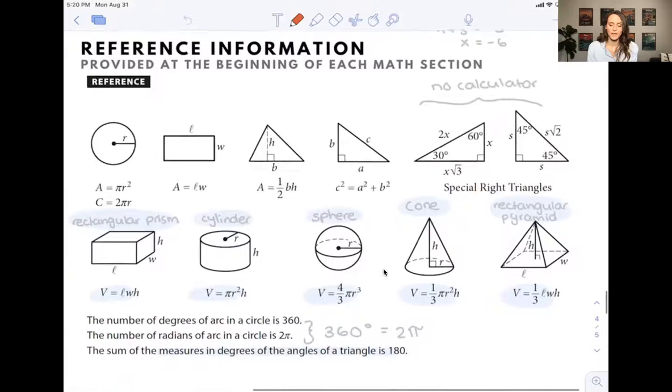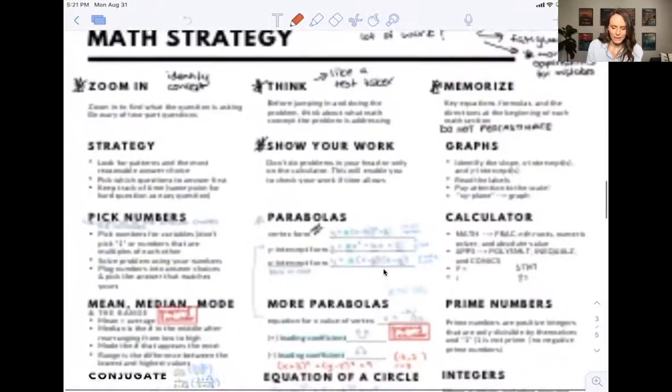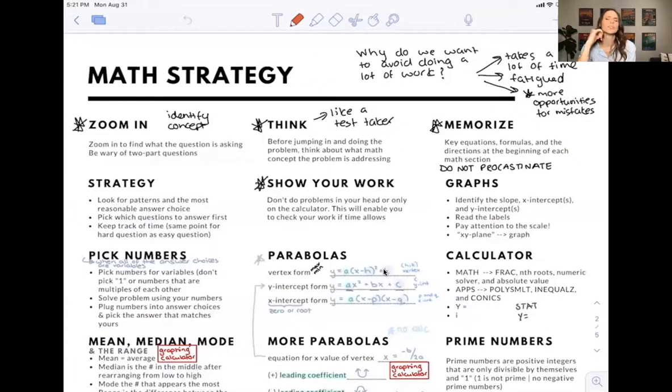Just because they provide you with information doesn't mean you're going to need to use all of these formulas and equations on every single test. It's possible to have an SAT and never use those special right triangles, but you should be familiar with them and know how to use them for that one time where they give you a question that contains special right triangles in the no calculator section, and it's just significantly easier to use these triangles than to use the Pythagorean theorem without a calculator.